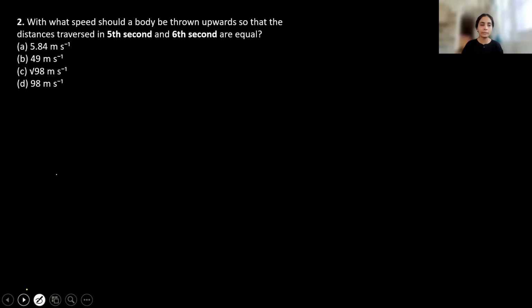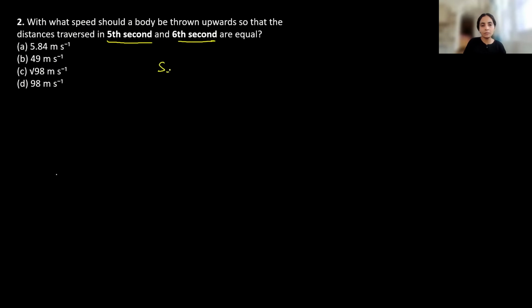Let's move towards the first question. So what is your first question? With what speed should a body be thrown upward so that the distance traversed in the 5th second and 6th second are equal? So you are throwing the body upward, which means you are throwing it under the influence of gravity. So this is motion under gravity. And we are told that the distance covered in the 5th second and in the 6th second are equal.